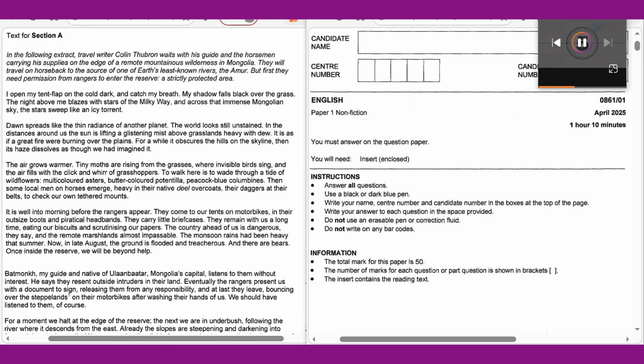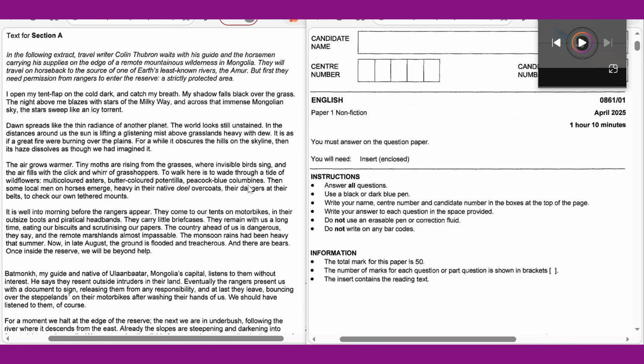Hi guys, today we are going to discuss an English Paper 1 non-fiction with the past paper code 0861/01. It's from April 2025. The duration for this paper is 1 hour 10 minutes and we shall answer all the questions.